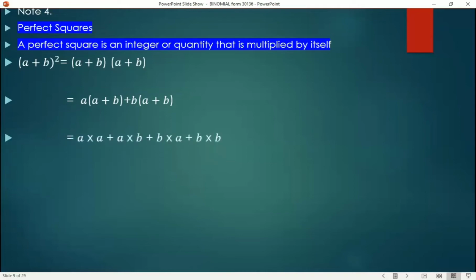So here you have a times a, a times b, plus b times a, plus b times b. Final answer: a times a gives a squared, a times b is ab, b times a is ba, and b times b is b squared. Note that ab is equal to ba, so ab plus ba gives 2ab. So (a plus b) to the square is equal to a squared plus 2ab plus b squared.